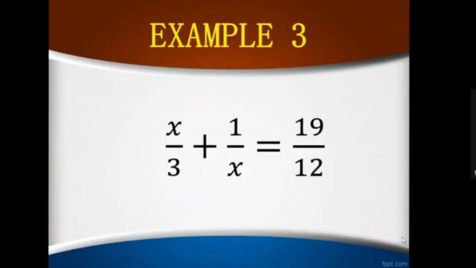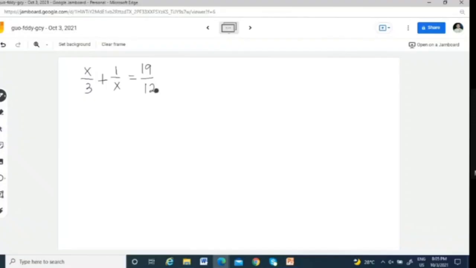Example number 3. x over 3 plus 1 over x is equal to 19 over 12. Let's say, for example, you are asked to find the roots of x over 3 plus 1 over x equals 19 over 12. In order to do that, we need to transform this equation to a quadratic equation. Following the CRAM method, we are going to remove all the fractions by getting the LCD.